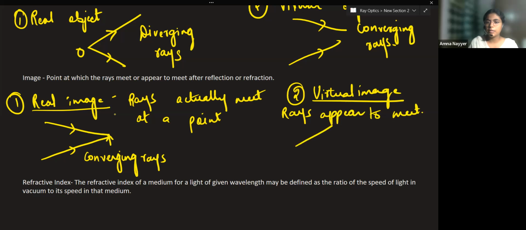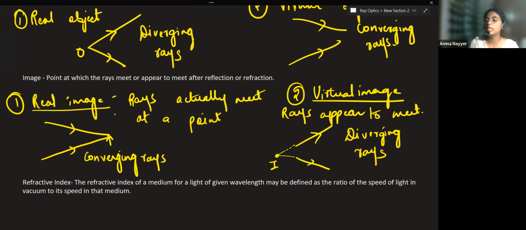For example, if I say these are two light rays, if I extend them and produce them, I'm able to observe an image over here. So this becomes a virtual image. The rays were not actually meeting, but if I extend them they appear to meet at a point where I'm able to observe the image, and that image you call the virtual image. And convergent rays were present in virtual object, so opposite to it, diverging rays for virtual image. This is diverging.